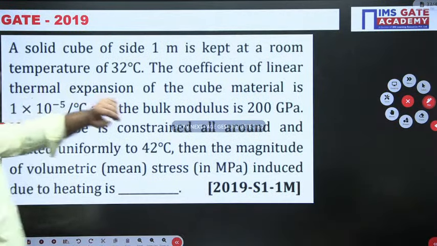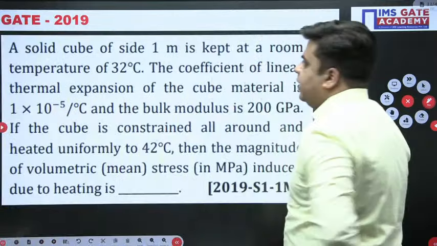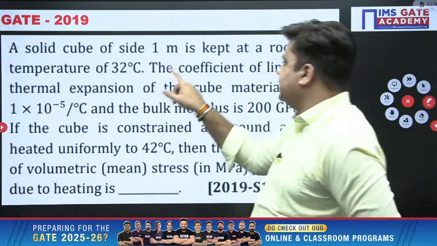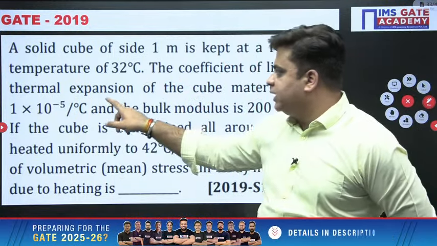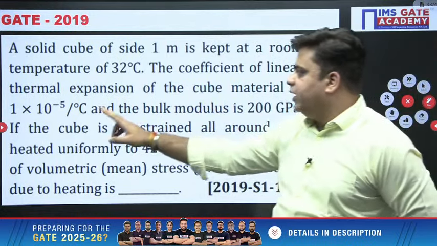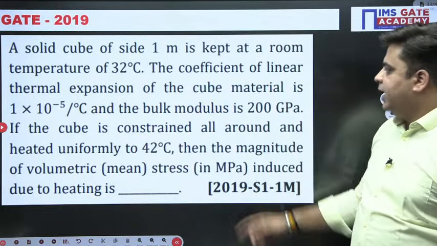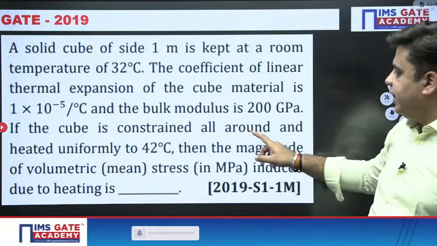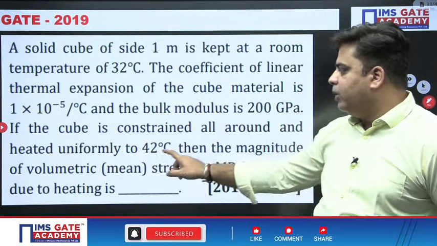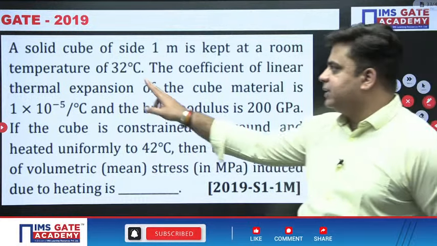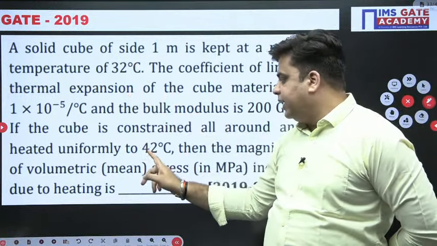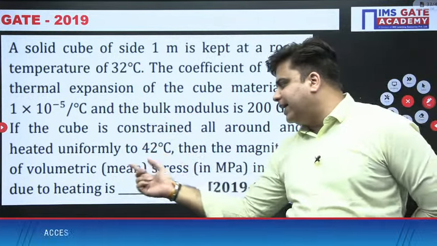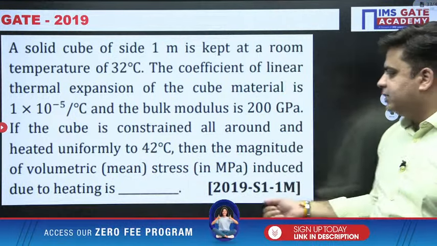Okay, try this. The question says that a solid cube of side 1 meter is kept at a room temperature of 32 degrees Celsius. The coefficient of linear thermal expansion of the cube material is 1 into 10 raised to power minus 5 per degree Celsius, and the bulk modulus is 200 gigapascal. If the cube is constrained all around and heated uniformly from 32 to 42 degrees Celsius, then the magnitude of volumetric mean stress in megapascal induced due to heating is.